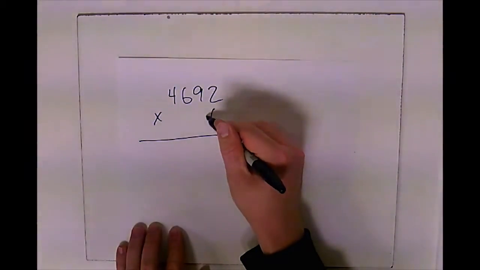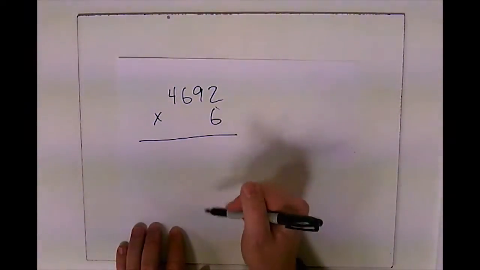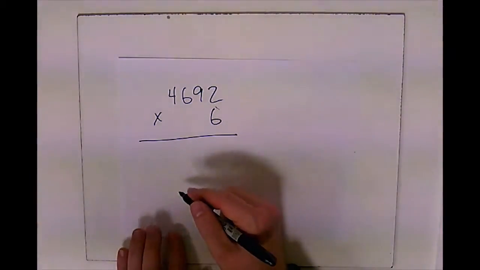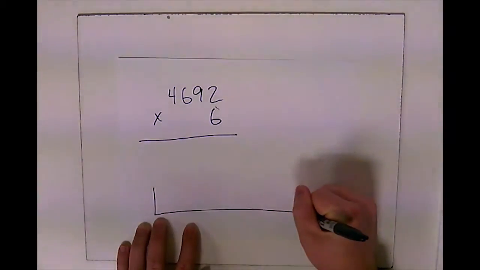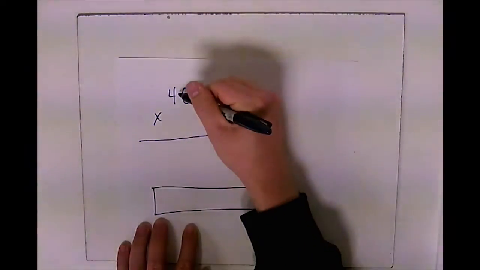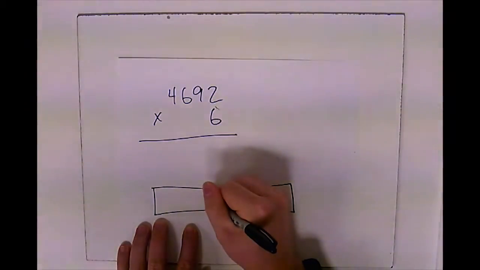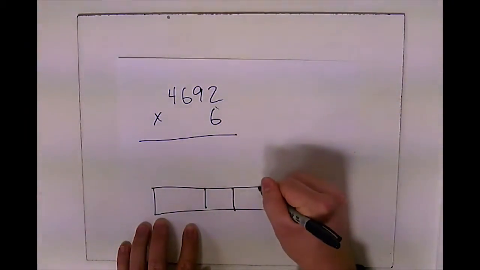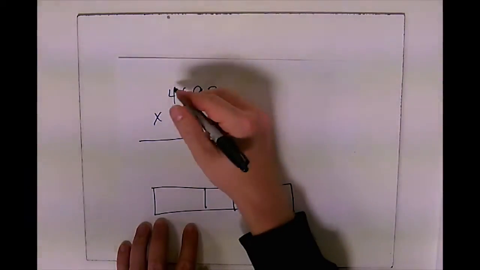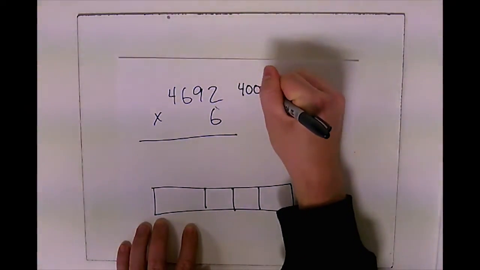I want to show you this with a 4-digit number just so you know what it looks like. So remember, the number of rows is determined by how many numbers we have at the bottom, or how many digits. So I only have 1 digit there, so I'm just going to create 1 row. But then I'm going to have 1, 2, 3, 4 columns. 1, 2, 3, 4.